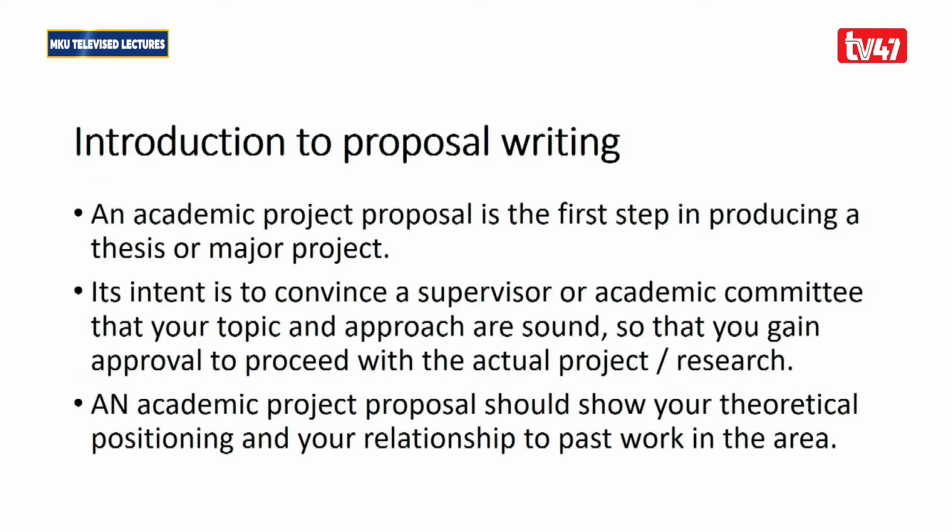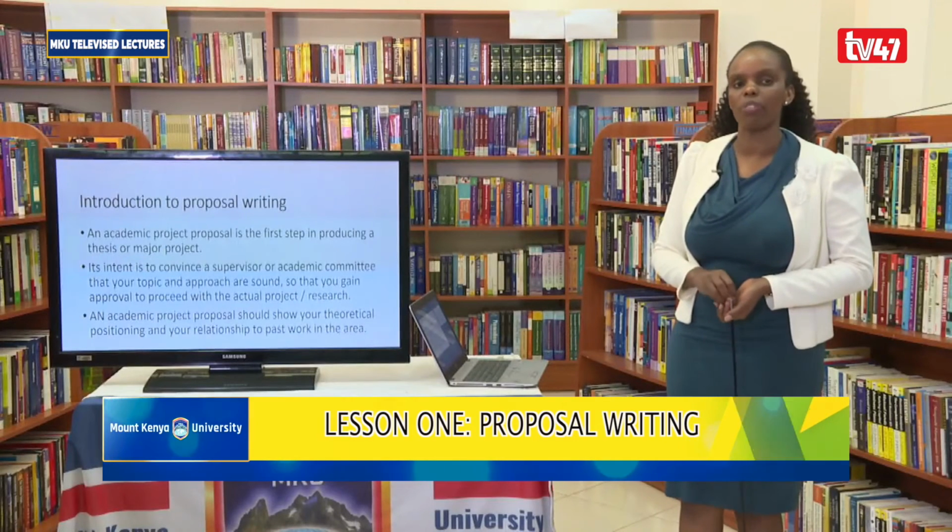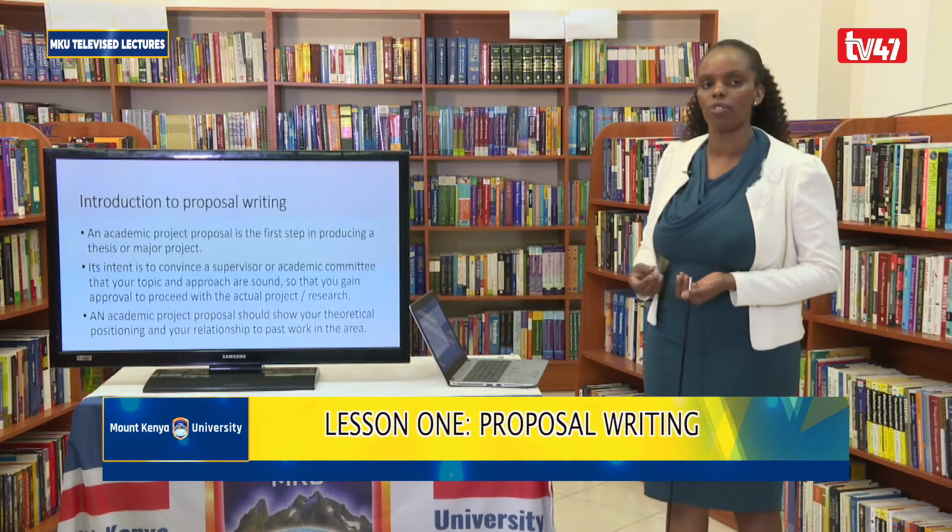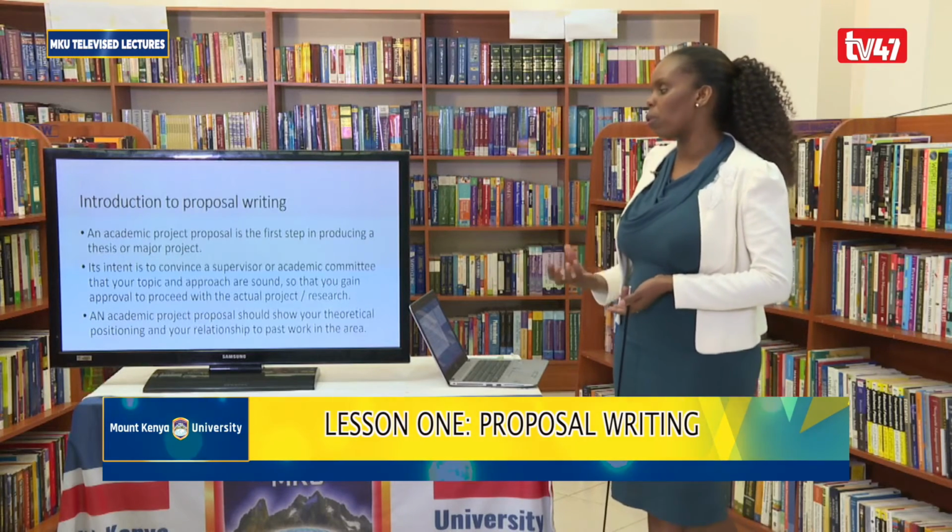Now, an academic project proposal should show your theoretical positioning, which is what you are proposing here. What are you putting across here? Your conceptualization and your relationship to past work in the area. Most of the things that we are trying to do have probably been done from a different angle, or maybe something has been done towards it but not what you want to do. So you need to bring out the relationship between what you are intending to do against what has been done by other researchers. It is good to bring that clear picture to the academic committee or your supervisors, so that they see whether this is an actual viable contribution or not. All academic proposals should show that.